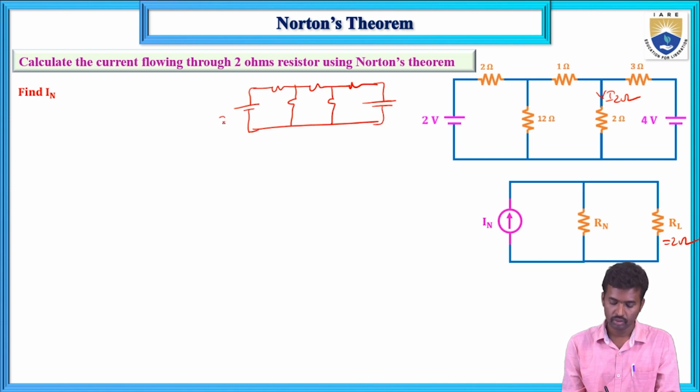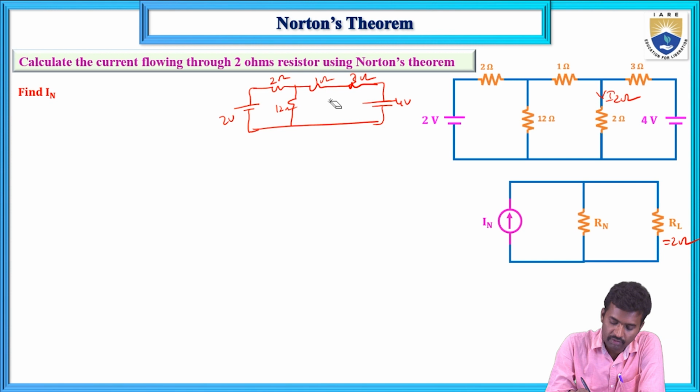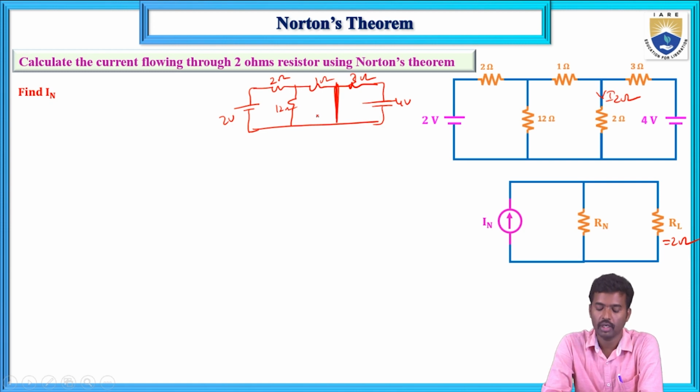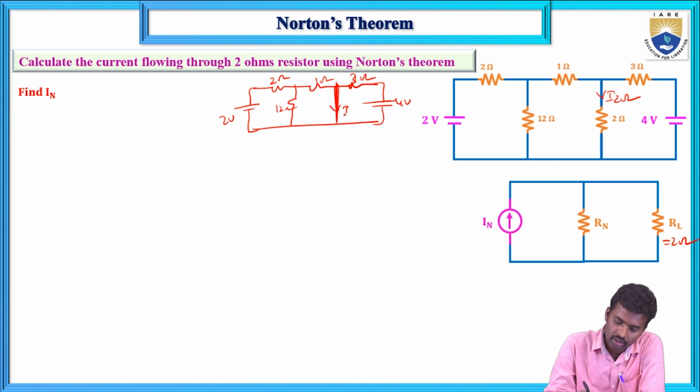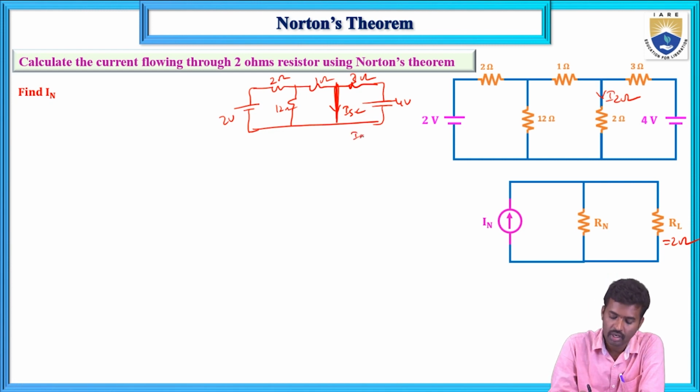Calculate the circuit. 2 volts and 4 volts, and 2 ohms, 1 ohm, 1 ohm, 3 ohms and 12 ohms, and this is 2 ohms. First, remove the load resistance from the given circuit. Step 1: short the load terminal and calculate the short circuit current. That short circuit current is known as IN.